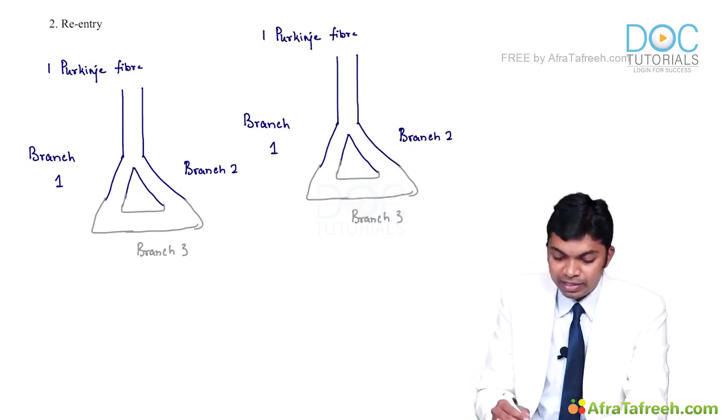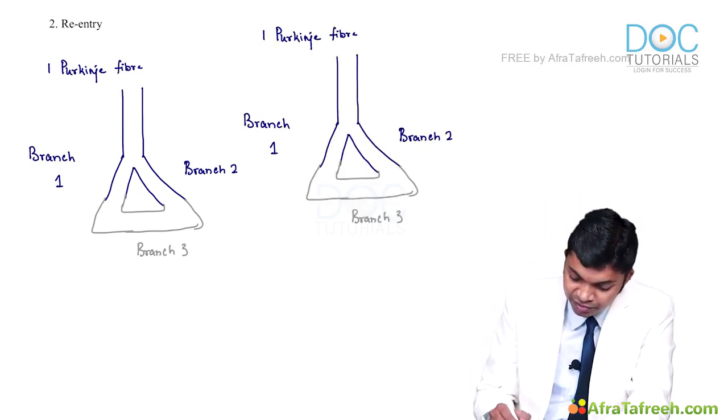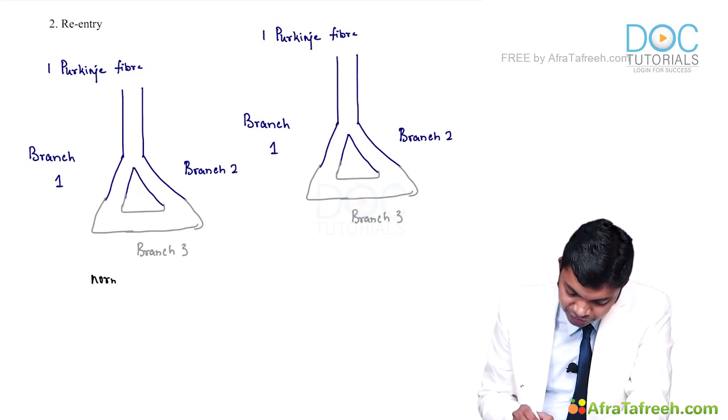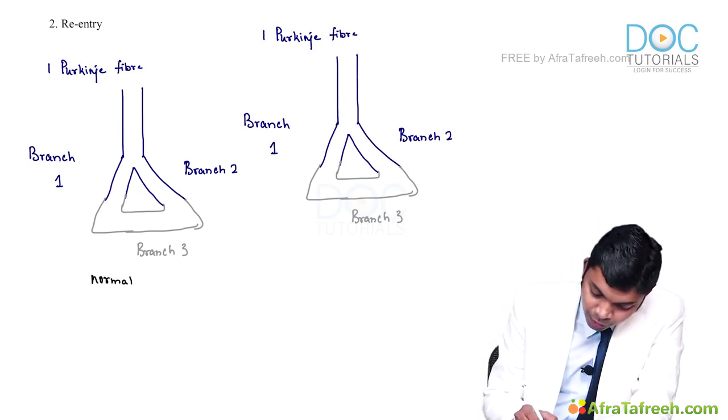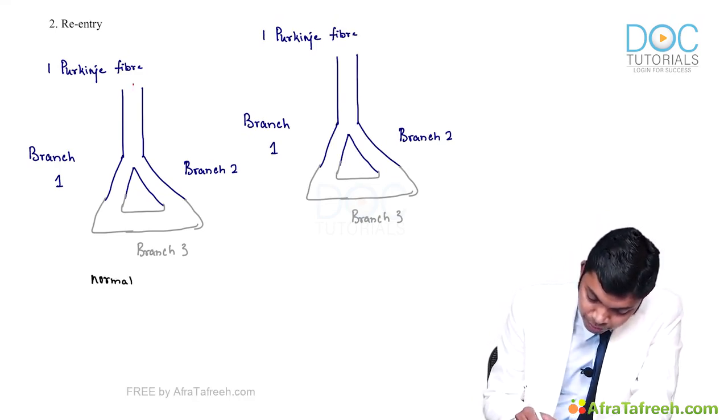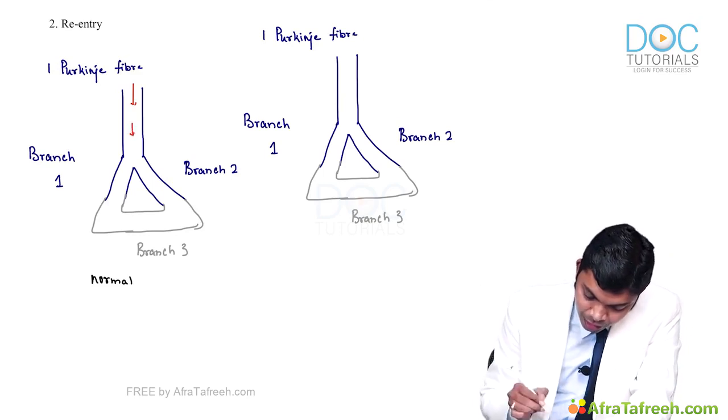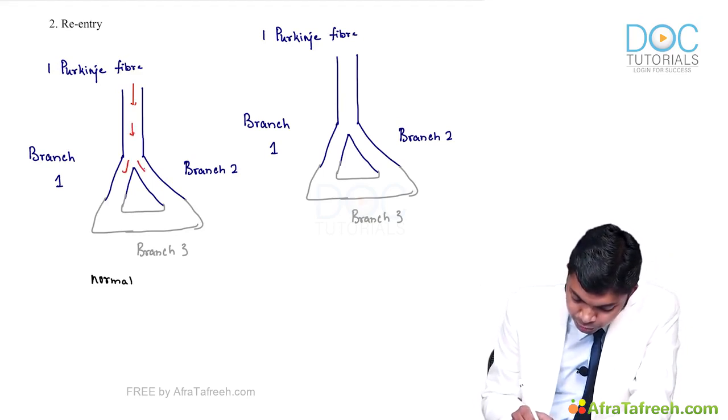Okay guys, so let us see the normal conduction first. What happens is, when the impulse passes through the main Purkinje fiber, it tries to branch out into both the branches, branch 1 and branch 3.